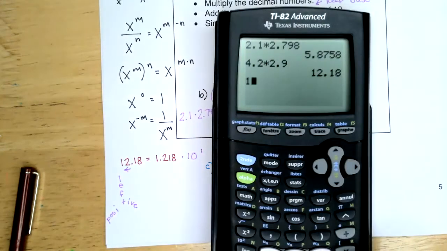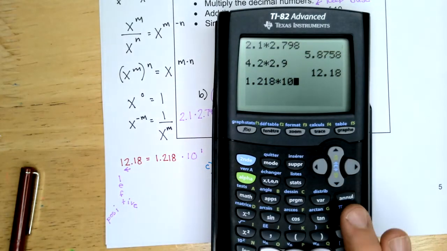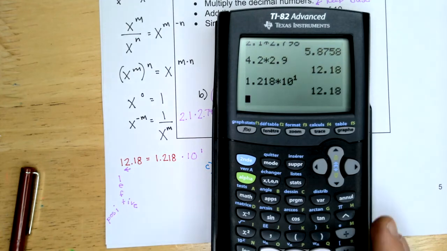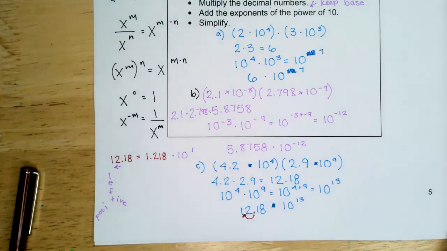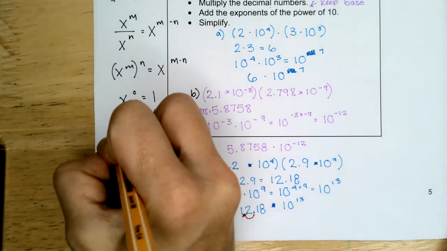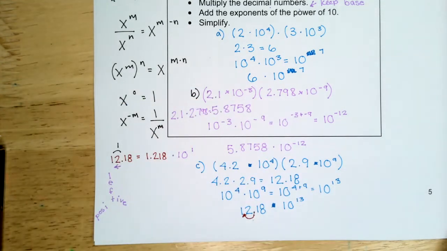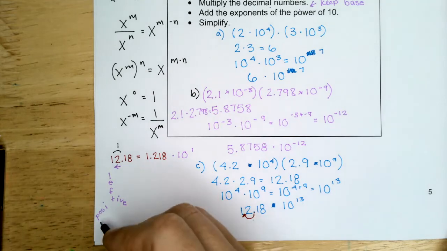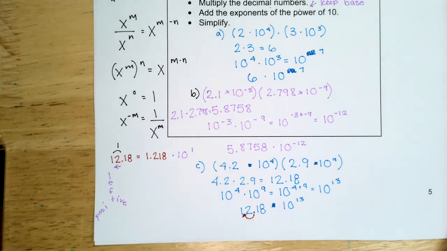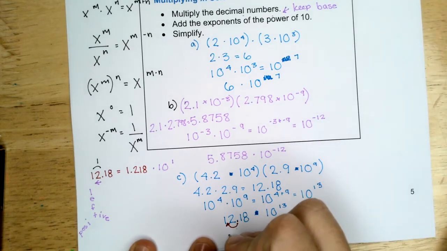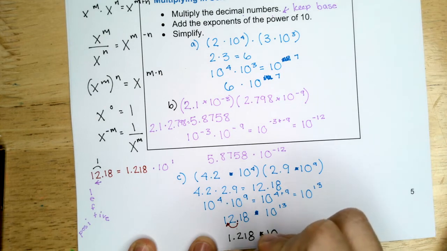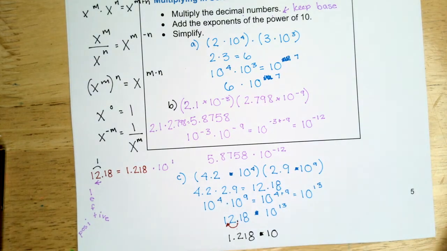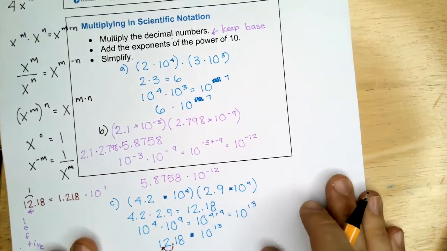And let's check that. 1.218 times 10 to the power of 1, or times 10, is 12.18. So when you move the decimal point left, your exponent is positive, the number of places you moved. I moved it 1. It's just like multiplying it by 10, right? Left positive. So that is actually 1.218 times 10 in scientific notation. Okay, let's do one more.